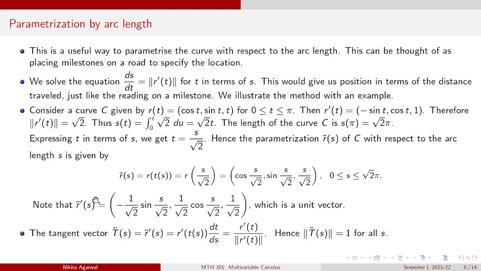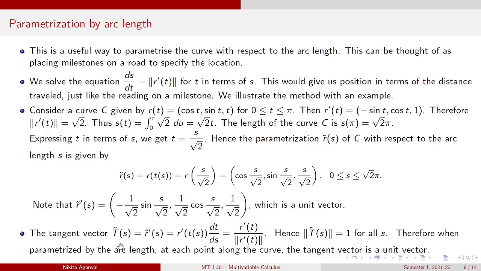So therefore, if you look at the norm of T tilde s, it's nothing but 1, right? Because the norm of this is 1. This is already a unit vector. So the norm of T tilde s is 1 for all s. Therefore, when parameterized by the arc length, at each point along the curve, the tangent vector is a unit vector, right?